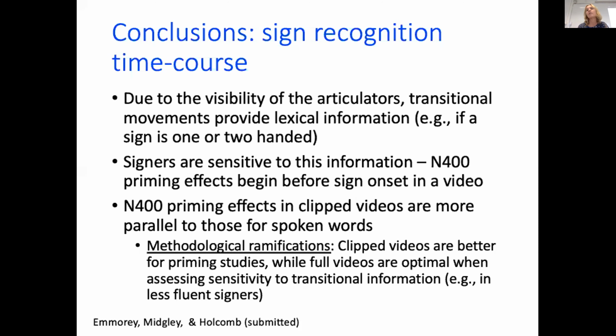So I would suggest that if you're doing priming studies, clipped videos are probably better to get that tight N400 component. Or you might want to use full videos if you're interested in those early components and if you're interested in information within the transitional component. And this might be, for example, interesting if you're looking at less skilled signers who may or may not be sensitive to that transitional information. So depending on your question, you want to think about what types of video stimuli you want to present.